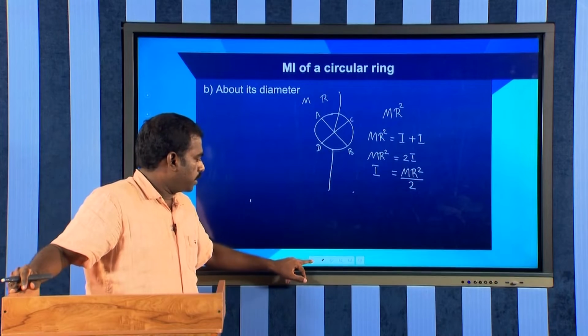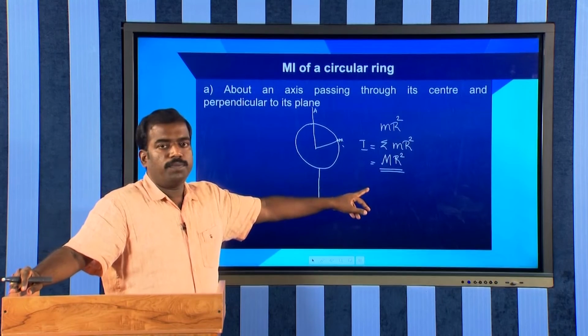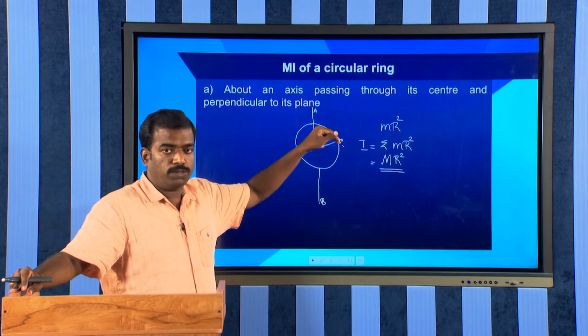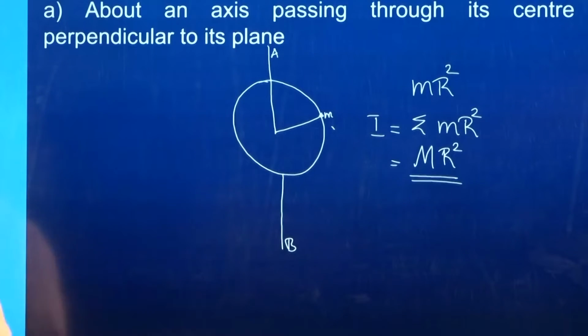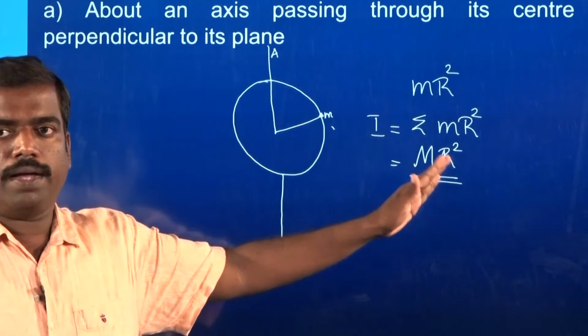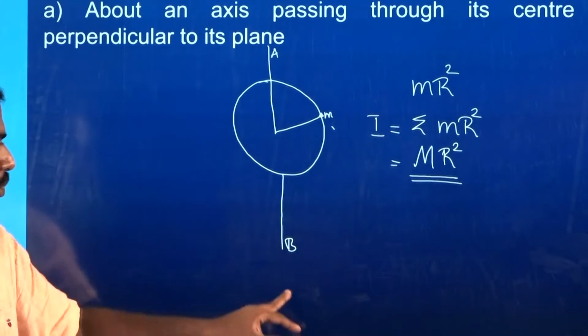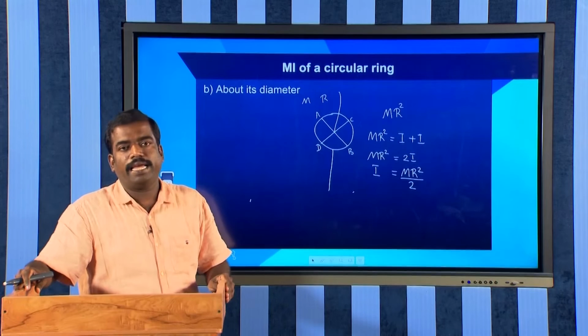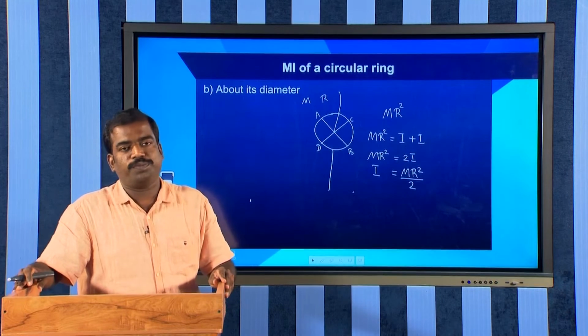So, you just consider this one: the moment of inertia about a perpendicular axis passing through the center of mass and perpendicular to its plane is given by MR square. Again, about the diameter, it is MR square by 2.